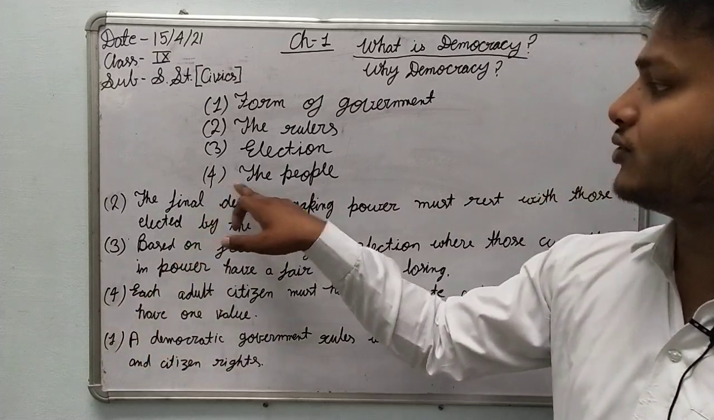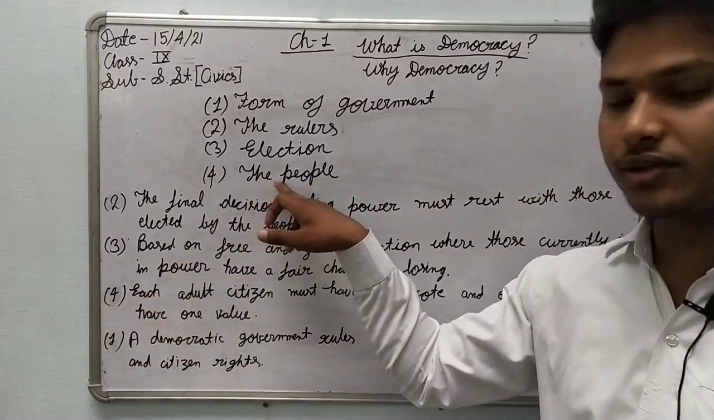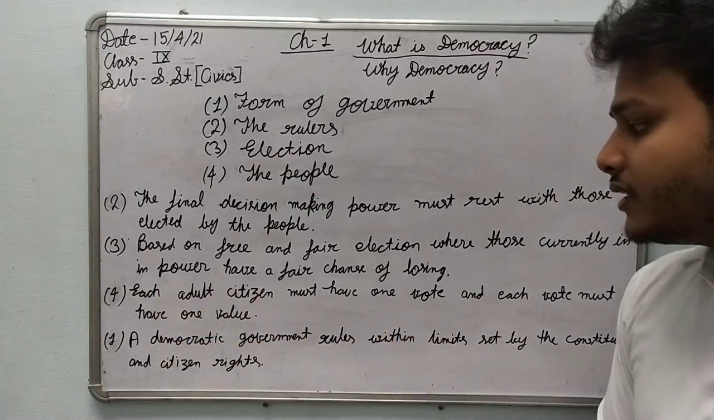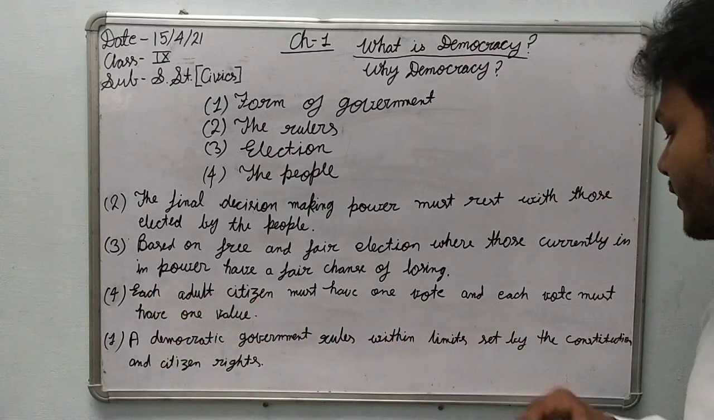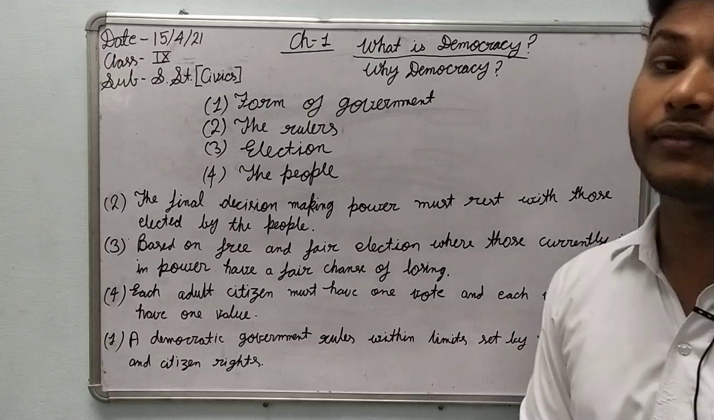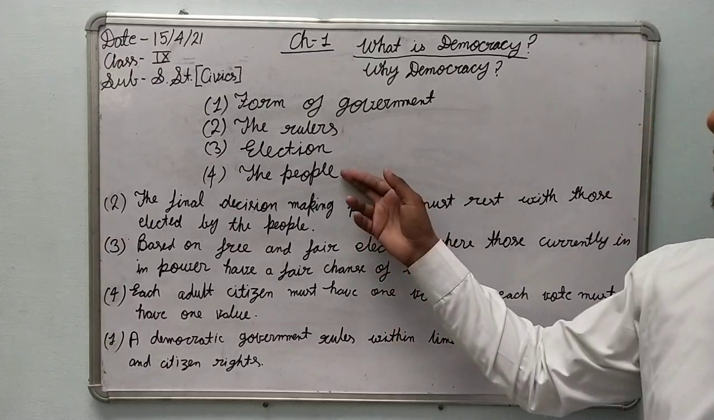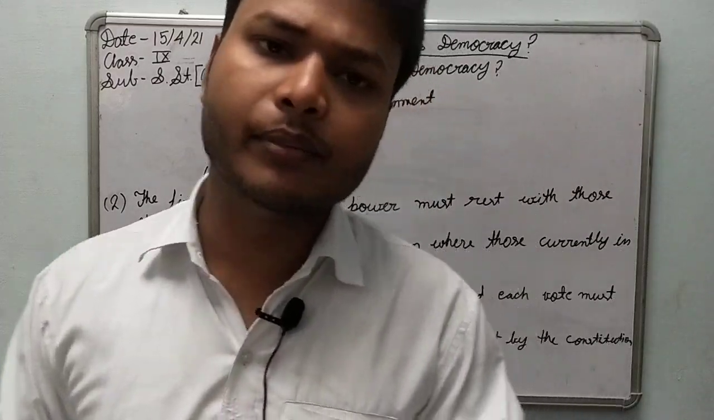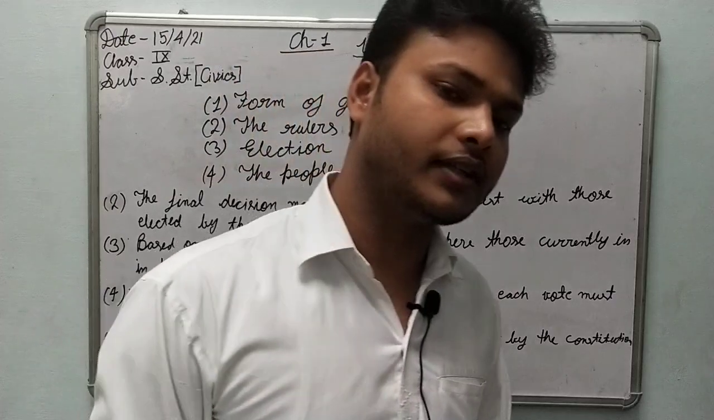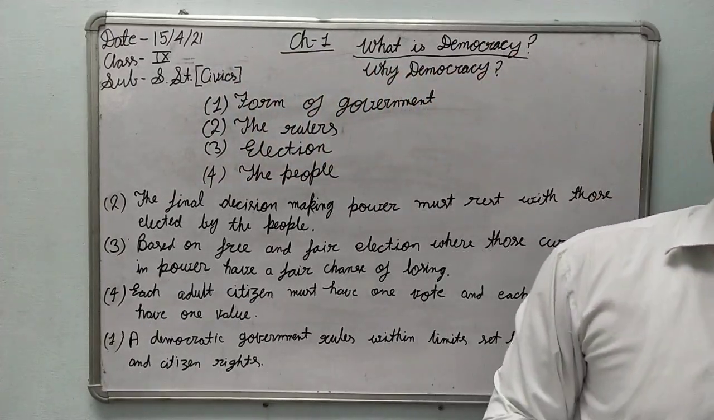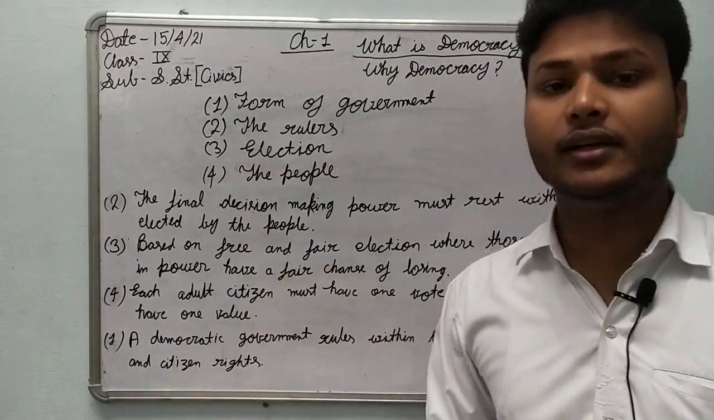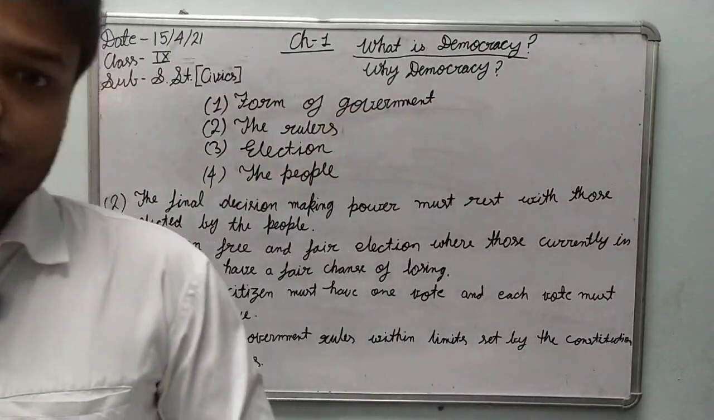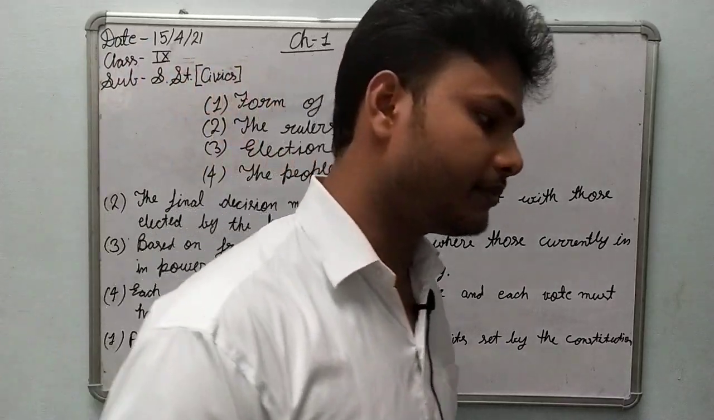Fourth means actually the people. This is related to this word, so I have written here 4. And what this line says: each adult citizen must have one vote and each vote must have one value. That means this is related to the people. In any country there are so many types of people, different religions, different castes, different genders. And maybe a person is from another country and now he is living in India, so he is now a citizen of India.